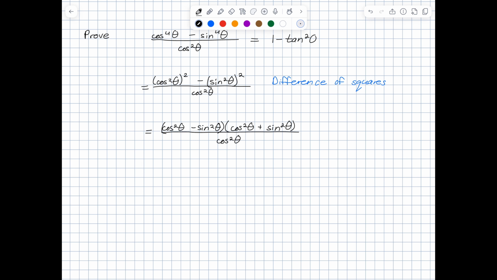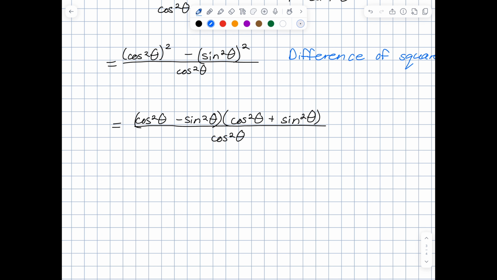Now you may recognize cosine squared plus sine squared. This term right here is one of those basic identities, and in fact, it's the Pythagorean identity. Sine squared plus cosine squared is equal to 1. So that whole term is actually just going to go away because it's just a multiplication by 1, which is going to change nothing. So I can just not write it. This is as easy as cosine squared minus sine squared divided by cosine squared.